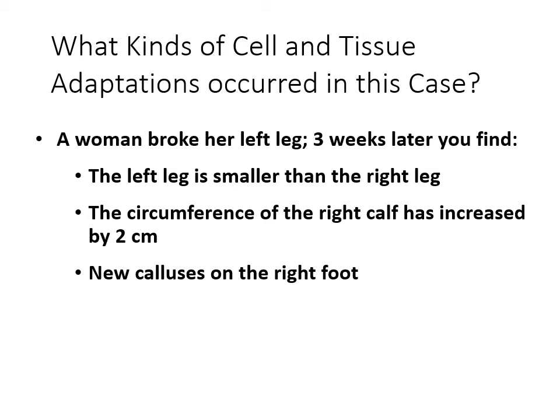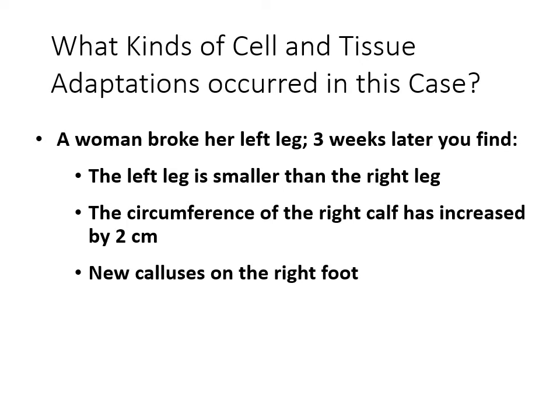The circumference of the right leg or calf has increased by 2 centimeters. Well, that's likely because the muscle cells have hypertrophied. Okay, they've enlarged in size to compensate for the fact that the patient is now walking on one leg.